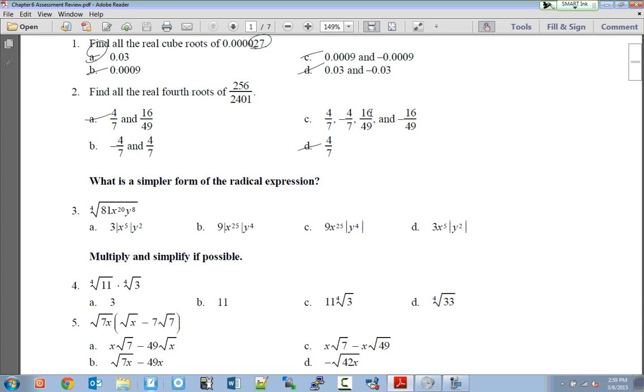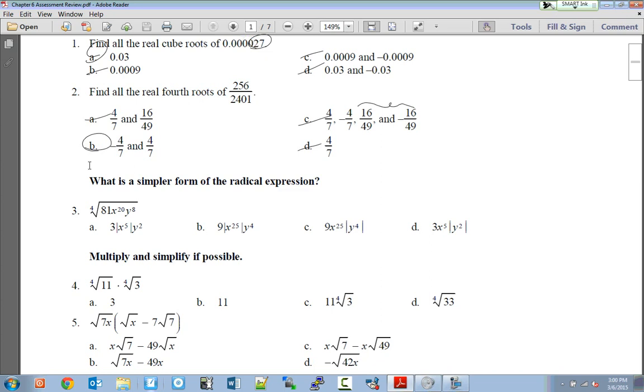Well, if you notice, the square root of 16 over 49 is just 4 over 7, and negative 16 over 49 is just negative 4 over 7. What they haven't done here is take the roots properly. So that's out. So the answer has to be B. And in fact it is, because the fourth root of 256 is plus and minus 4, and then the fourth root of 2401 is 7. So we're good with that one. So number 2 is B.